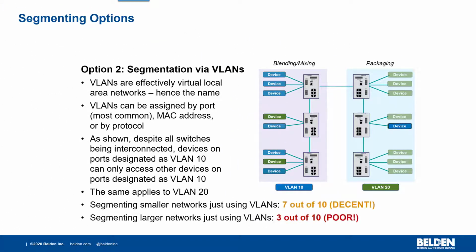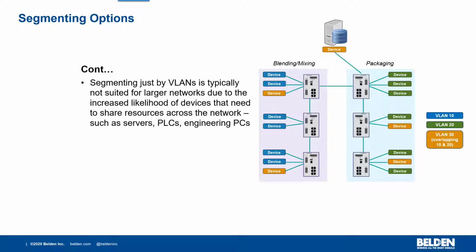So in terms of effectiveness, VLANs rate 7 out of 10 for small networks, but only a 3 out of 10 for large networks. So why is that? Well, segmenting just by using VLANs is typically not suited for larger networks due to the increased likelihood for needed multi-VLAN access and/or inter-VLAN traffic for servers, PLCs, and HMIs, meaning that one or more devices may need to access one or more devices in another VLAN, such as a historian server.